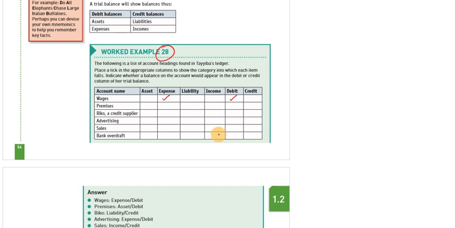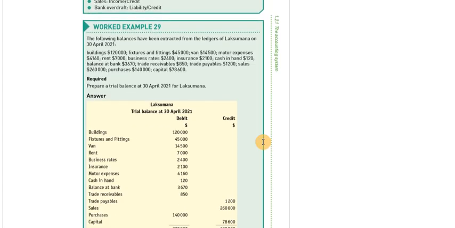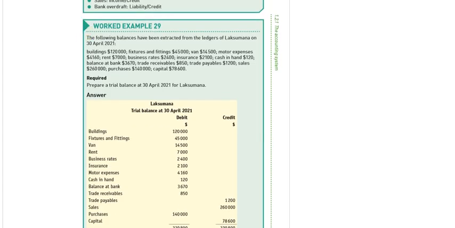Okay, let's move ahead. So here is worked example 29. You have values extracted from the ledgers. These are the total values from the ledgers. The total value of building is 120.